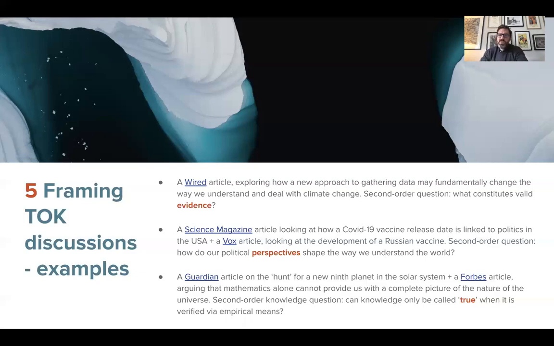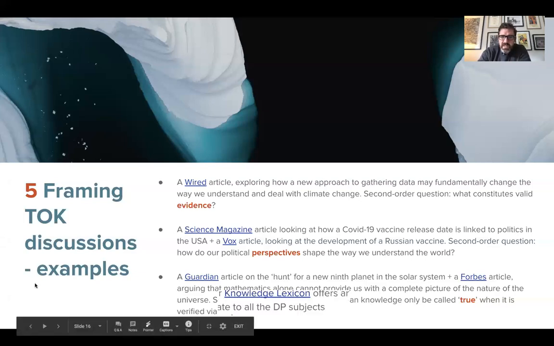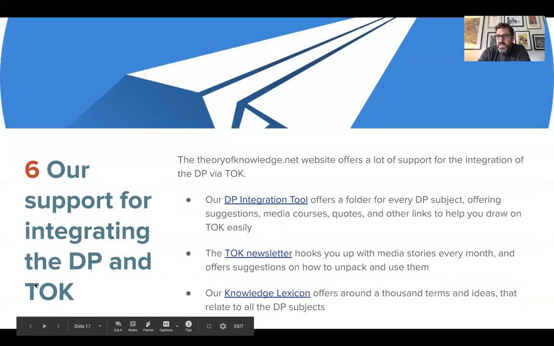Okay, so those are three examples of what we mean by second order knowledge, the kind of thing that worked very well in theory of knowledge, and hopefully would work well in group 4 subjects. Okay, so that's really all I have to say on the issue of integration.